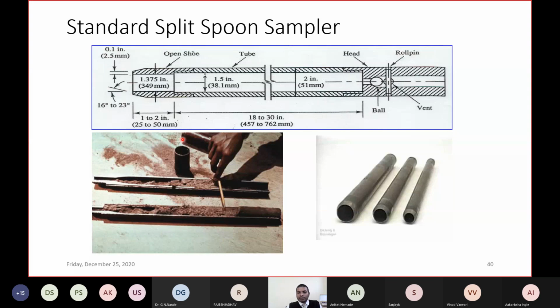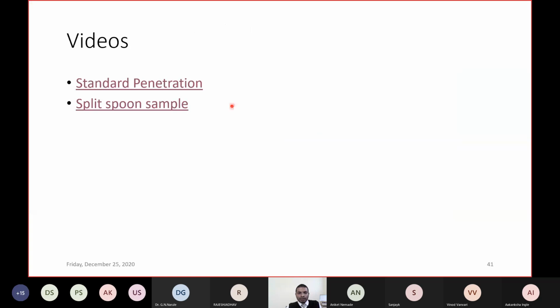So this is a typical sample photograph of the split spoon sampler, which can also be seen in the video that I am going to show in the next slide. These are the samples collected from the split spoon sampler, and these are the typical dimensions for your samplers. Okay, let's see the video of that SPT.